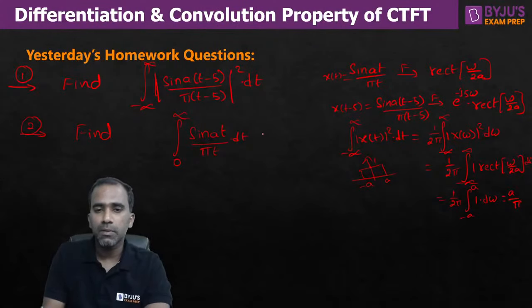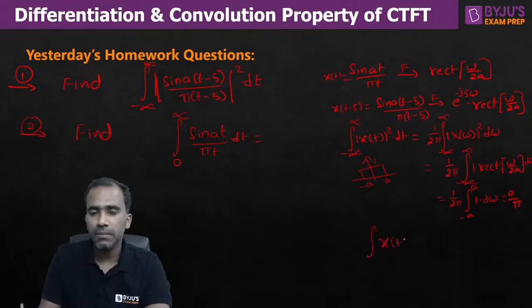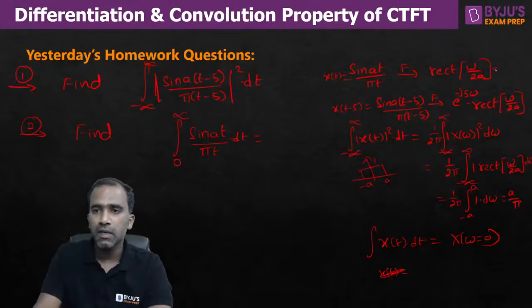So area in time domain is equal to value at 0 in frequency. So they're asking us to find integration of x of t dt, which is the same as X of omega at omega equal to 0. In this case, x of t is sin(at)/(pi t), and X of omega is rectangle of omega by 2a. So we want this integration value, which is the same as the value of the Fourier transform at omega equal to 0.